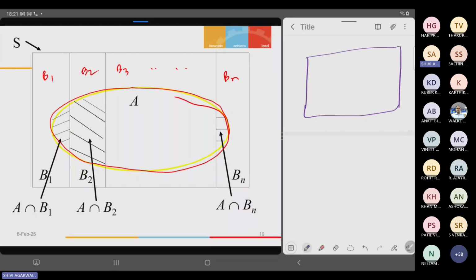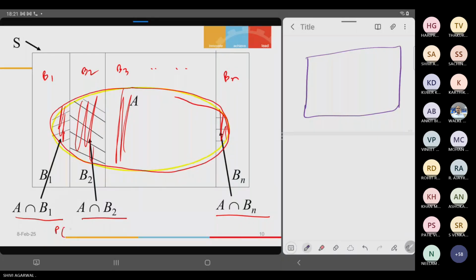So how do we find the probability of A? By using this, this, this and this one. How do you find A intersection B1, A intersection B2, A intersection Bn? A intersection B1 by the general multiplication rule is probability of B1 multiplied by probability of A given B1, plus probability of A intersection B2, that is probability of B2 multiplied by probability of A given B2, and so on.